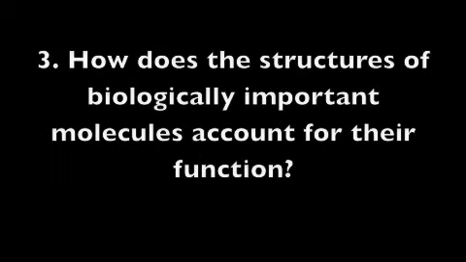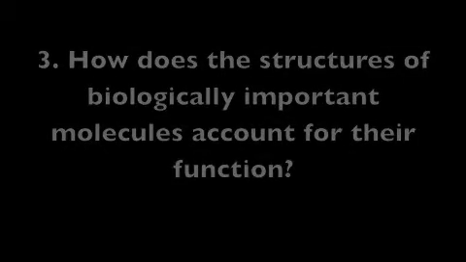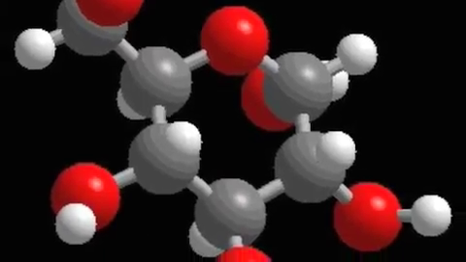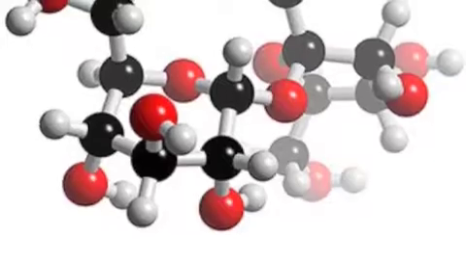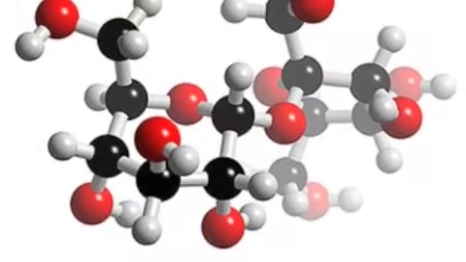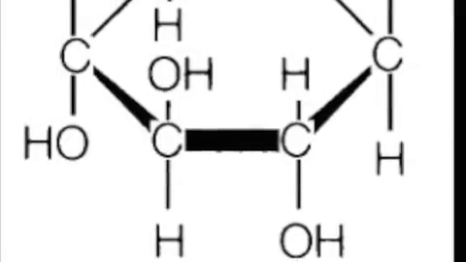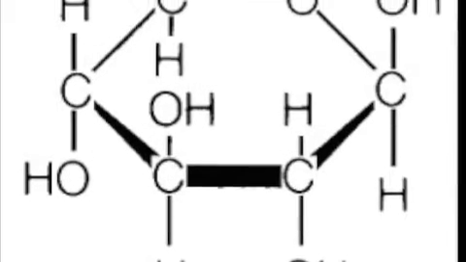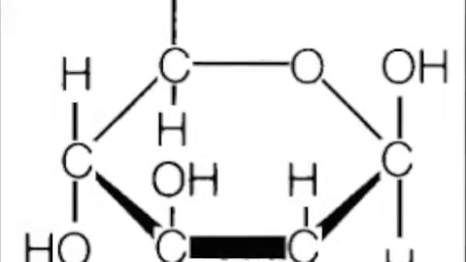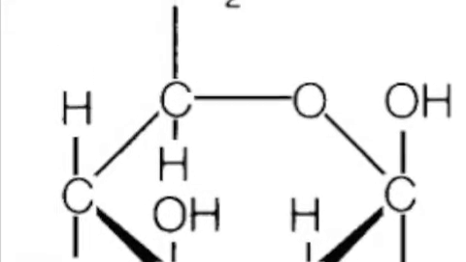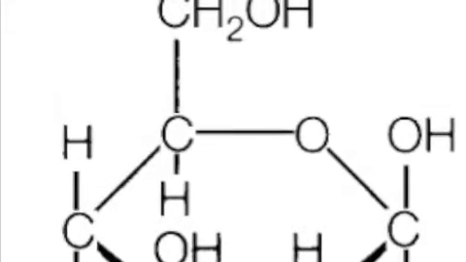How does the structure of biologically important molecules account for their function? Carbohydrates are basically categorized into 3 groups: monosaccharide, disaccharide, and polysaccharide. All these groups differ in structures, thus functions. Monosaccharides are simple sugars. Because they are basic monomers of carbohydrates, their main function is providing energy like a fuel and later being assembled into disaccharides or polysaccharides.